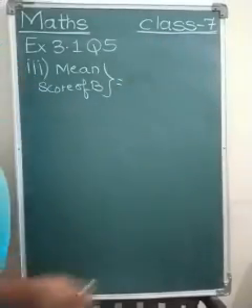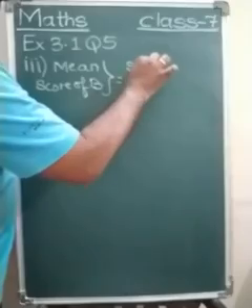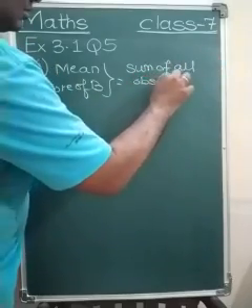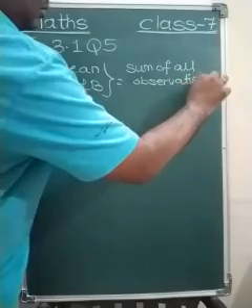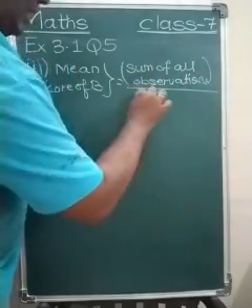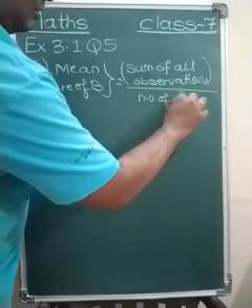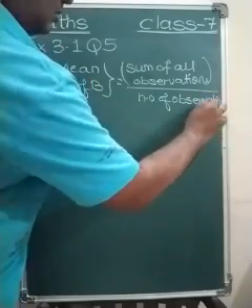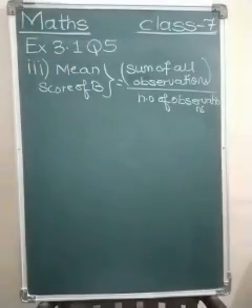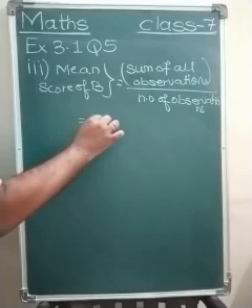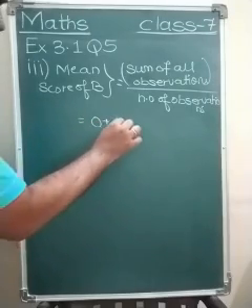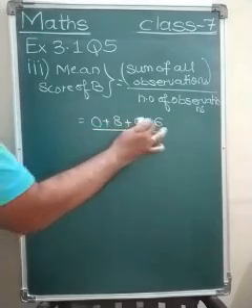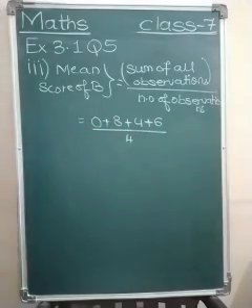Okay, first we'll write down the formula. Sum of all observations divided by number of observations. Okay, sum of all observations divided by number of observations. So this equals to 0 plus 8 plus 4 plus 6 divided by 1, 2, 3, 4. So 4 divided by 4.